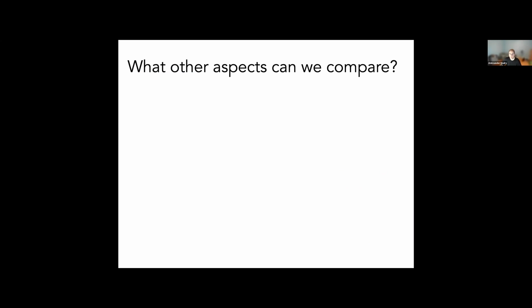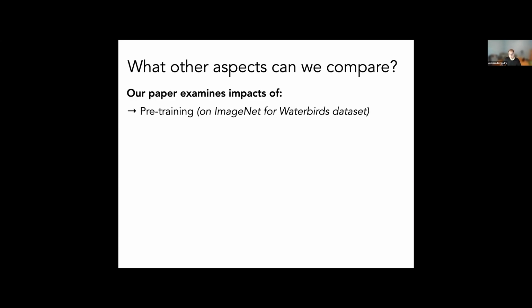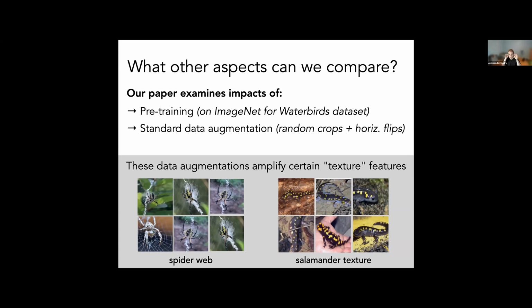And now, we can ask, okay, so now I have this framework, what other aspects can I use to compare it with? In our paper, we do the pre-training that I already walked us through, but we also look at the impact of standard data augmentation, and we discover that whenever you use things like random crops and flips, you tend to amplify reliance on texture features. So essentially, to recognize spiders, you really are sensitive to the spider web texture. And this is what happens if you don't use random crop: you are not as reliant on these kinds of patterns.